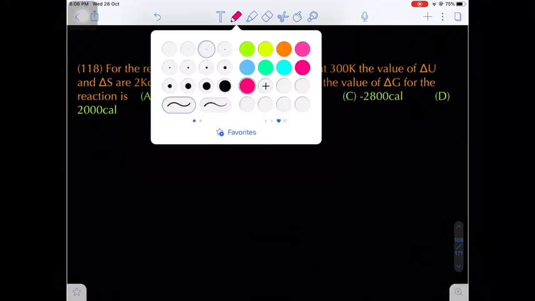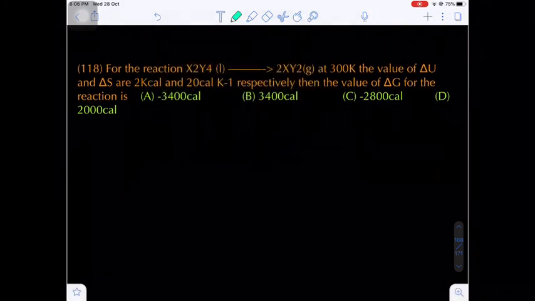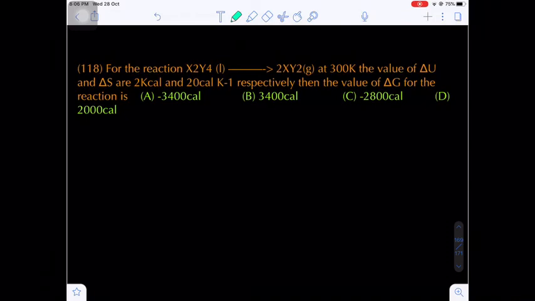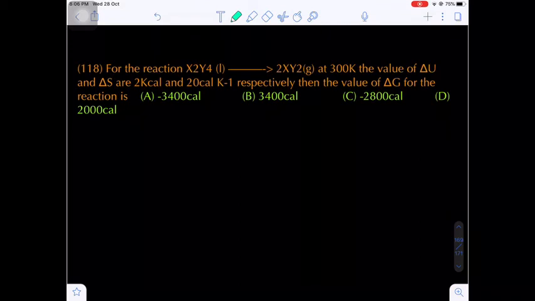Okay. Now the question number here 118. So the reaction X2Y4 liquid gives 2X2Y2 gas at 300 Kelvin.